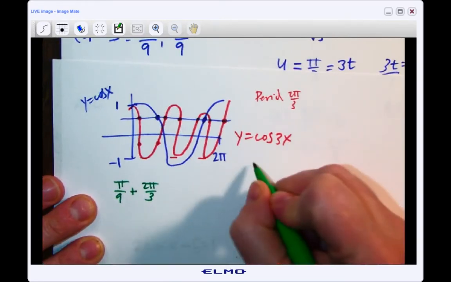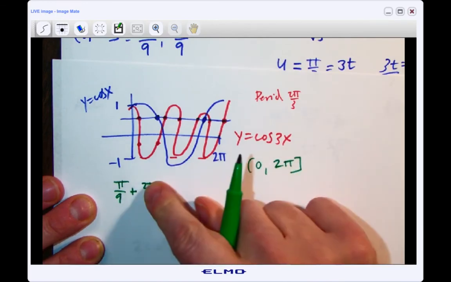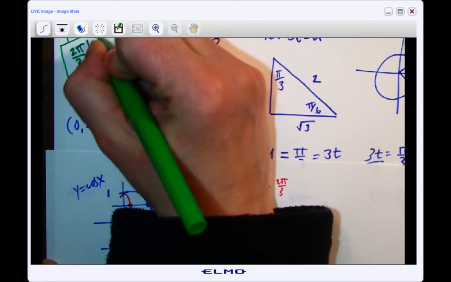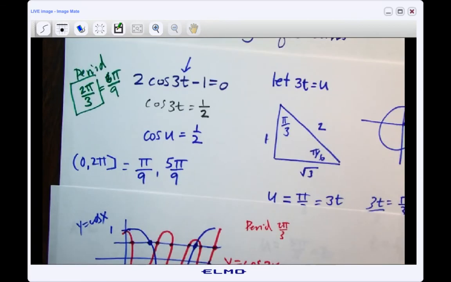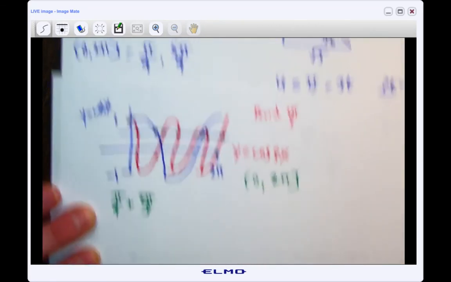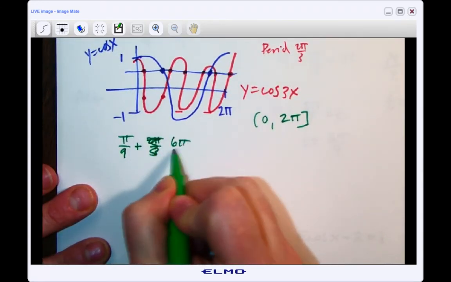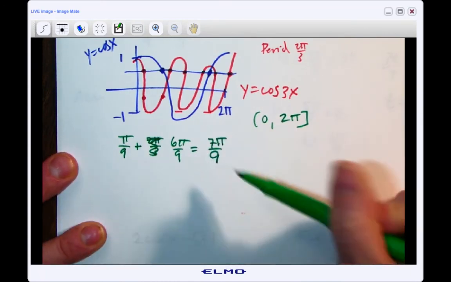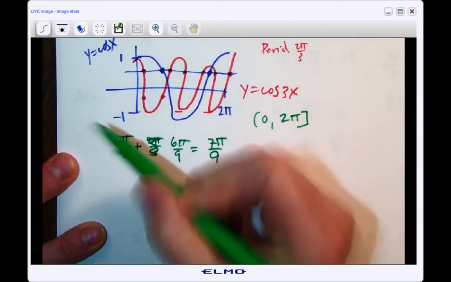Okay, so remember, this is if I'm looking between here and here. I'm going to change 2 pi over 3 to something with ninths. So that will be 6 pi over 9, right? And why did I change it to ninths? Because these are both in ninths. So if I'm going to add my period to it, it makes sense to change it to ninths. So really what I want to add is 6 pi over 9, and that will give me 7 pi over 9. Now I have to stop and check, is that still between 0 and 2 pi? And the answer is yes. So this was our first one.